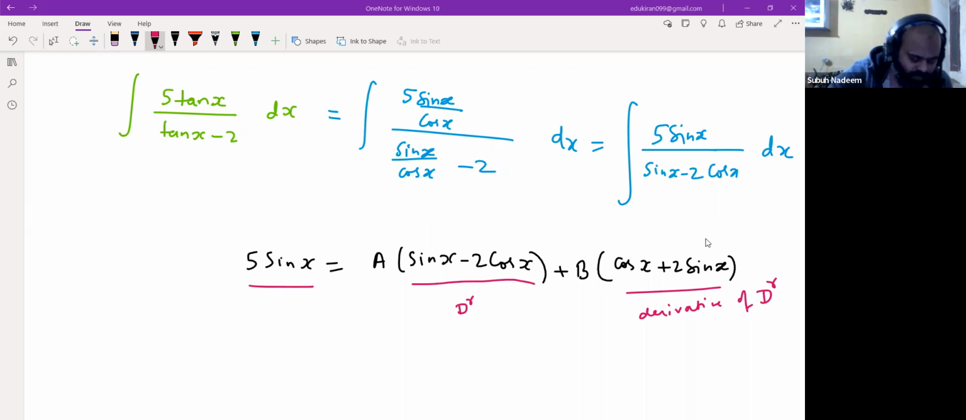Okay. So what we are talking about here, is this clear? This step which we were talking about, is it clear? Can we write 5 sin x, which is the numerator, as a linear combination of the denominator and its derivative? But how do we find a and b? Can we express it like this for some a and b, if we can find them?